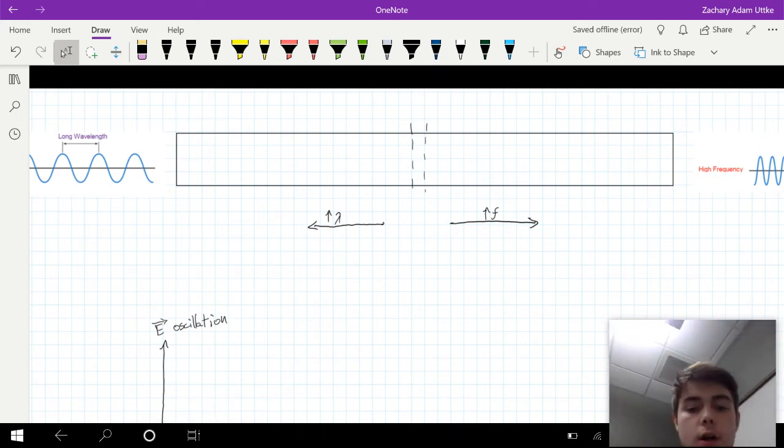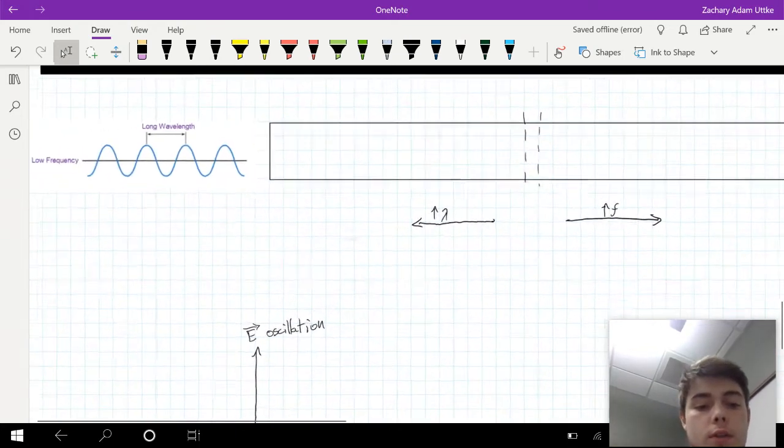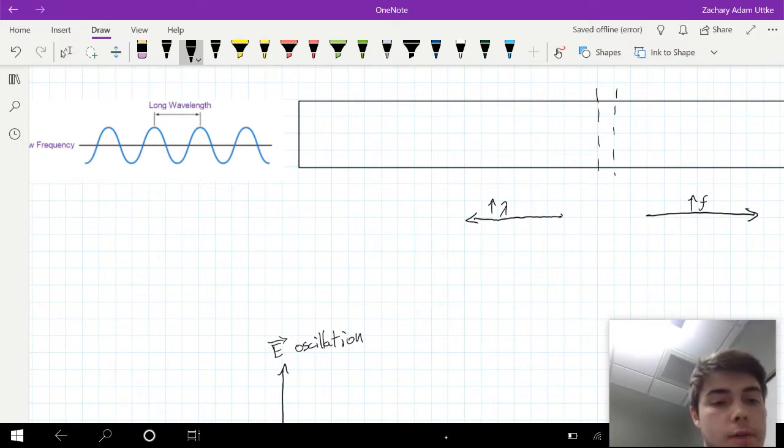Hey everyone, we're going to be looking at electromagnetic waves. So let's go ahead and explain the electromagnetic spectrum as well as a couple other things. Starting off with this equation right here, C equals lambda times F.